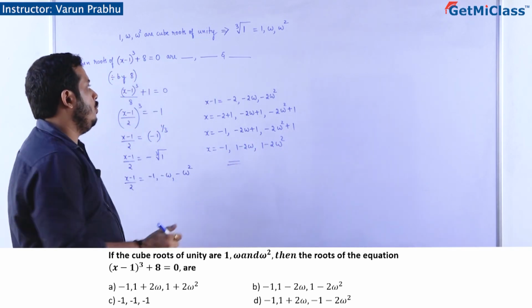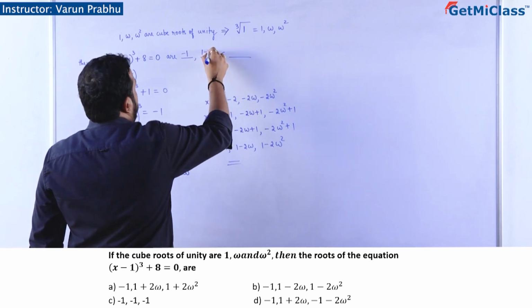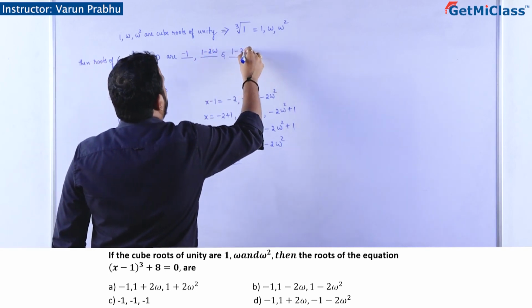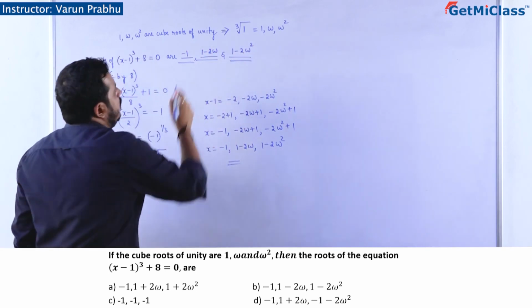These will be the three cube roots: minus 1, 1 minus 2 omega, 1 minus 2 omega square. This will be the answer to the question. Do you get it?